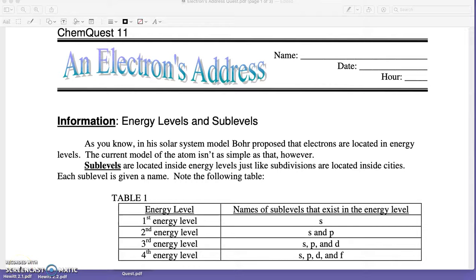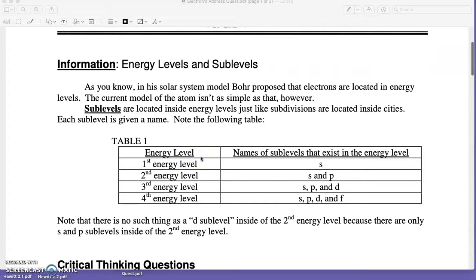All right, so ChemQuest over an Electron's address: information, energy levels, and sublevels. Talking about the Bohr solar system model, as you remember, the electrons are located in energy levels. In real life, the current model of the atom isn't as simple as that. There are things called sublevels. Sublevels are located inside the energy levels, just like subdivisions inside of a city.